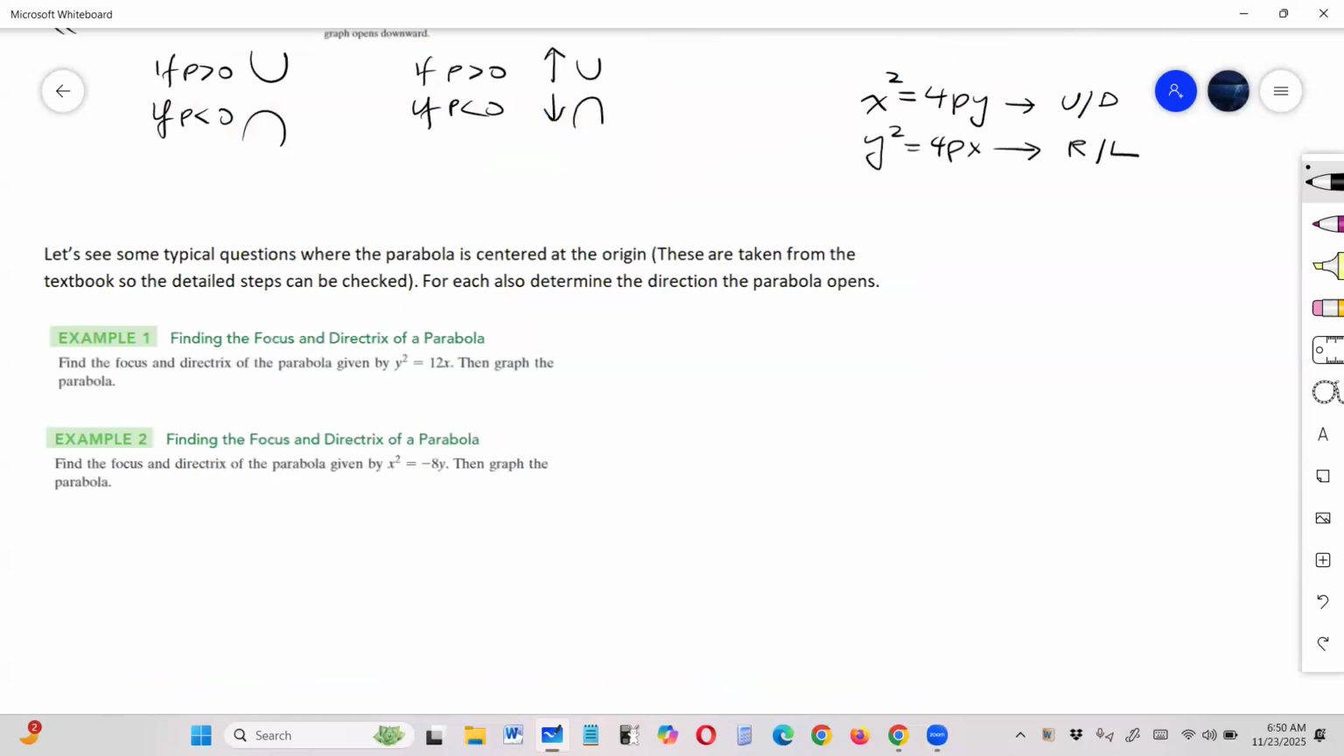Okay, so knowing this, let's scroll up here. We have to remember about the p. In the first case, where the parabola opens up or down, if p is positive it opens up, if p is negative it opens down. In the second case, with right or left, if p is positive it opens right, if p is negative it opens left. The equation is going to be given to us, just like you see here in examples 1 and 2. Let's take a look at the first case.